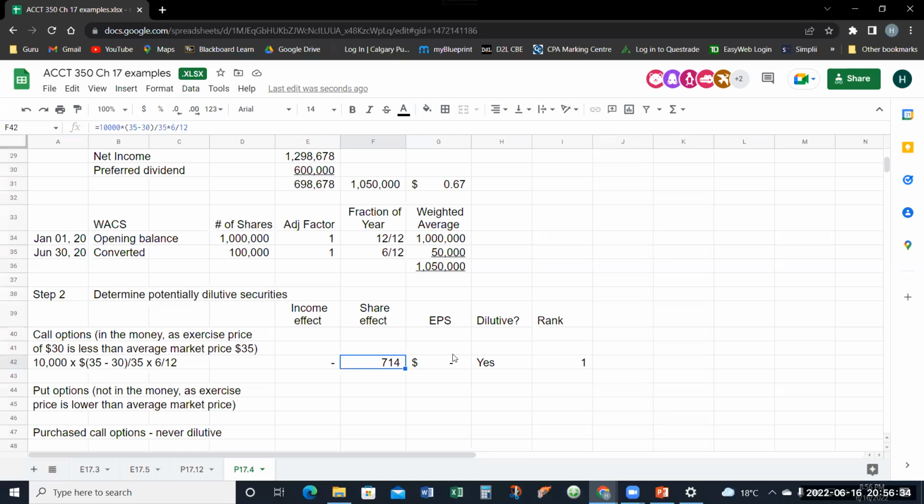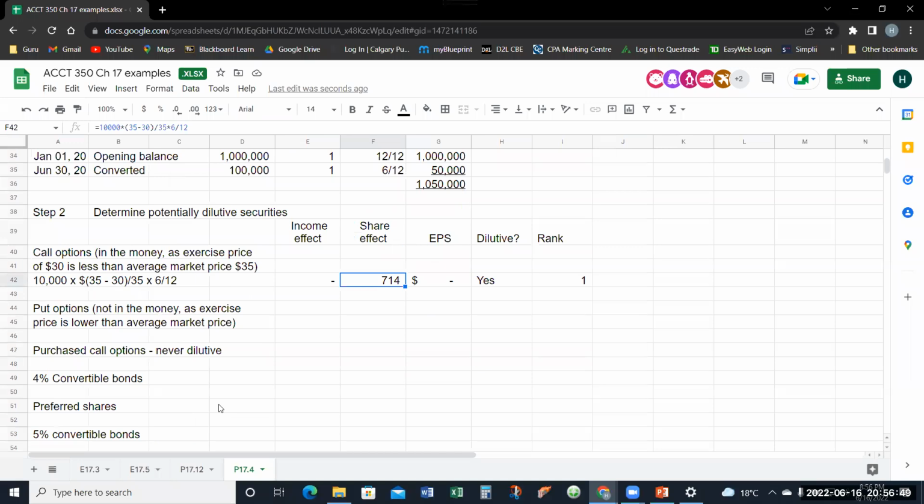0 is less than 67 cents. It's dilutive. And call options will always rank first, right? So, I just put in the rank of 1 for them. The put options are not in the money because the exercise price is lower, so they don't even matter. They're not applicable. Purchase call options, they're never dilutive.